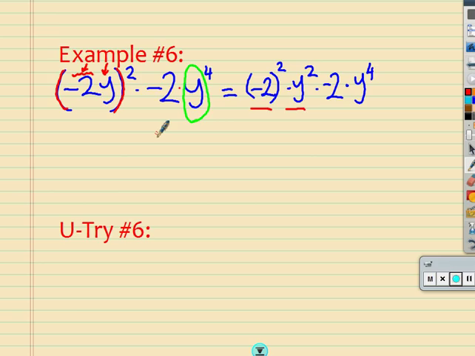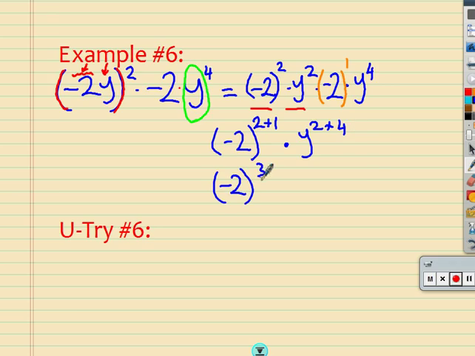Now we can try to add the exponents of like terms, and I can see that I have like terms as 2's. I'm going to put a parenthesis here on this one and exponent 1. That way we know that the bases are the same and we can add the exponents in multiplication. So we would write negative 2 to the 2 plus 1 is 3. Also y to the 2 plus 4, which is going to be 6. I have negative 2 to the third power times y to the sixth power.